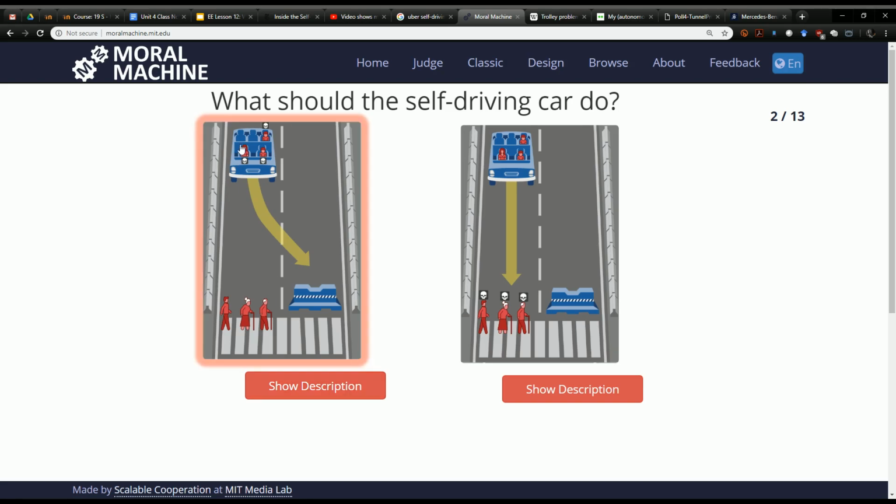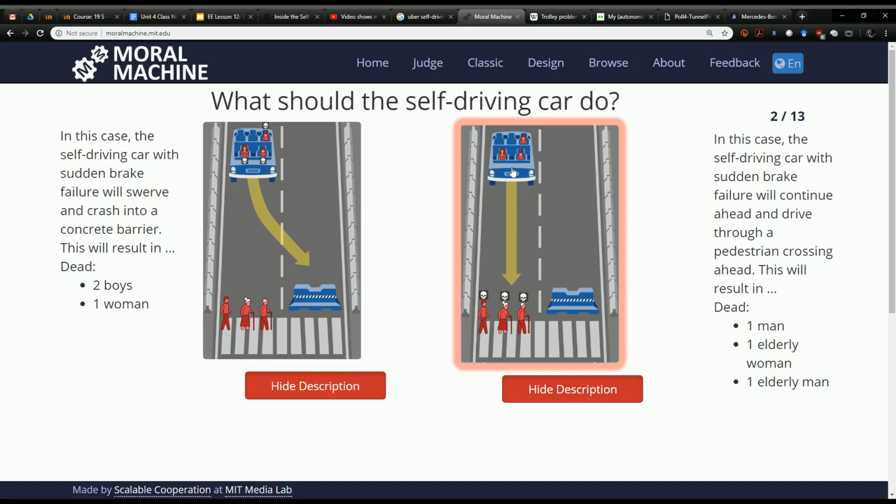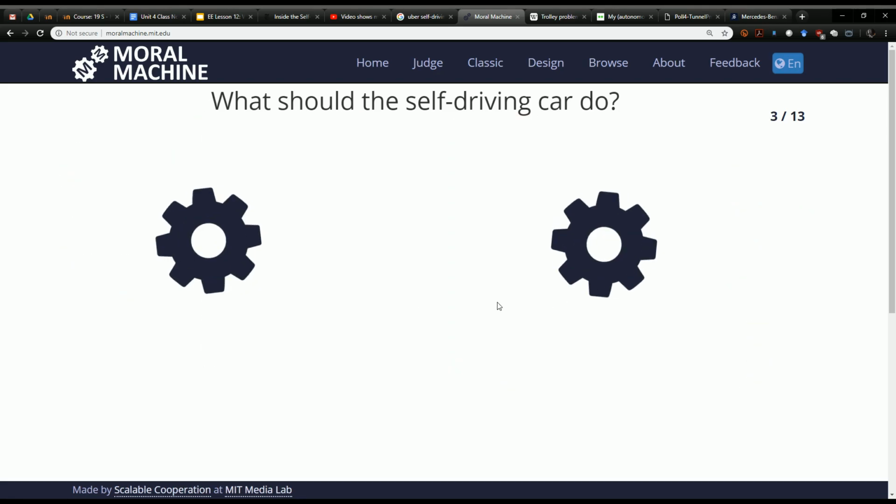Let me see another one here. So in this case, not only do you have people in the crosswalk, you also have people in the vehicle. Again, the brakes fail. If you swerve, you'll hit the barricade and kill everyone in the car. In this case, the car has a woman and two boys. Or if you do nothing, you just keep driving forward, you'll kill all the people in the crosswalk. In this case, it's one man, one elderly woman, and one elderly man. Does it matter that the boys here are young, whereas the crosswalk people are old? Does that matter in the decision making? I mean, we can imagine it's possible that the vehicle quickly detects the entire situation and makes some assessment that if they look too old, you don't hit them, or if they look too young. Let's say we kill the old people, just for old time's sake.